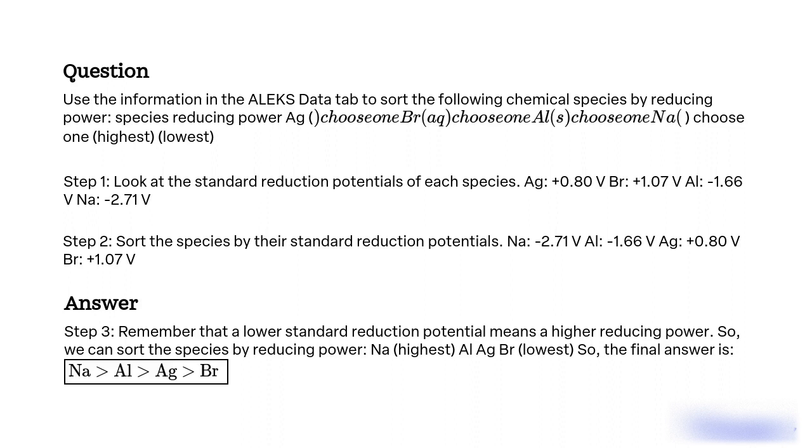Step 3. Remember that a lower standard reduction potential means a higher reducing power. So, we can sort the species by reducing power. Na+ highest, Br₂ lowest, so the final answer is Na+, Al³⁺, Ag+, Br₂.